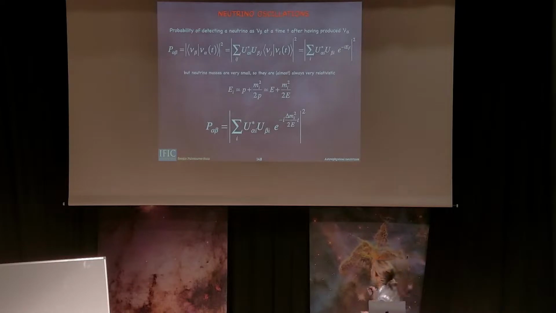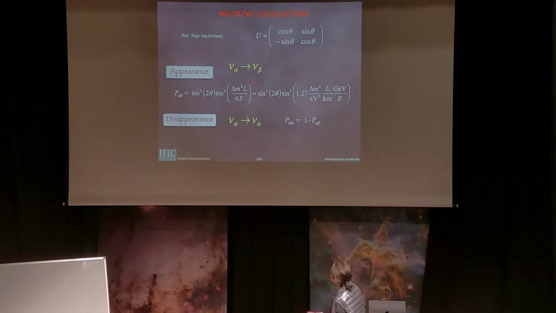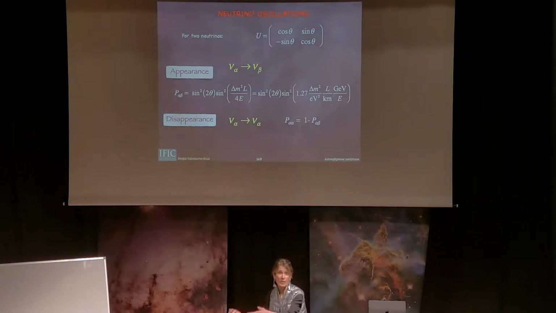So the oscillation probabilities are given by this expression. Because at the end, neutrino masses are very small, so we can do some approximations. But considering two families, just to simplify this, the mixing matrix will be just a 2 by 2 mixing matrix with just one mixing angle. This will be the equivalent of the Cabibbo angle. And then we will have either appearance or disappearance. If a new flavor appears, this will be appearance.